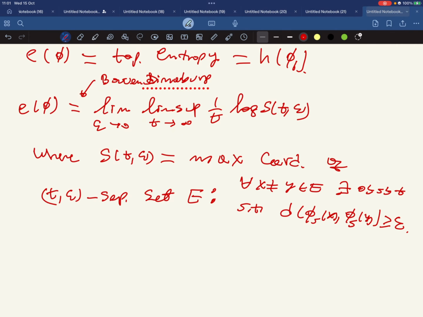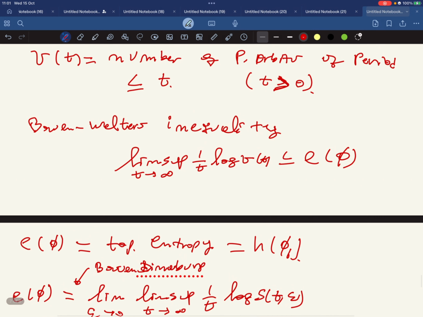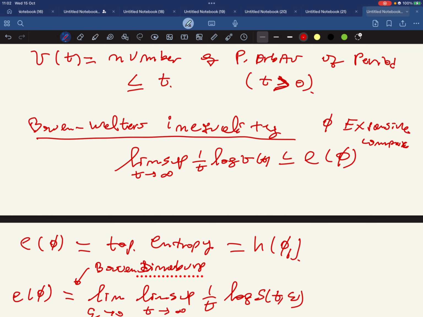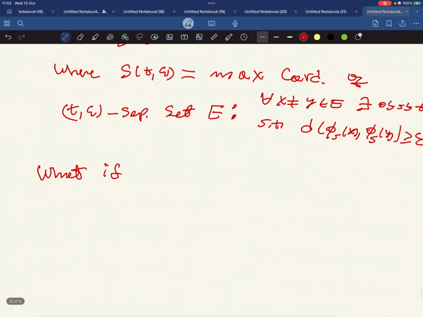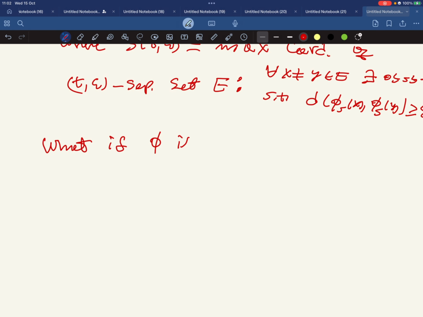Now we want to know what happens if... The Bowen-Walters inequality was proved for expansive flows phi in compact X. Okay, this is the scenario of this inequality. Now the problem is, what if phi is only topologically expansive? This is the question here.